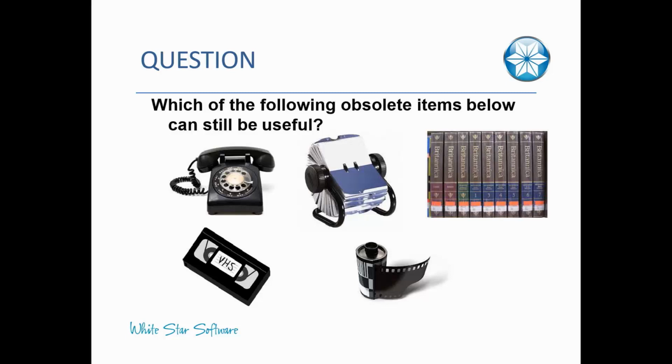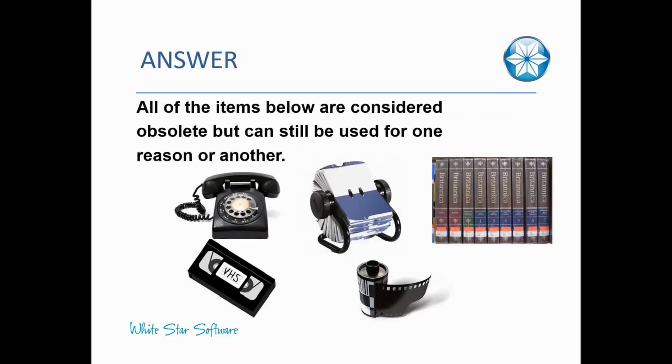So which of these items are obsolete? Rotary phone, Progress version 1, Wikipedia version 0, VHS, film. Okay, so all these are obsolete, right? But we could still use them. The question is, should we use them?